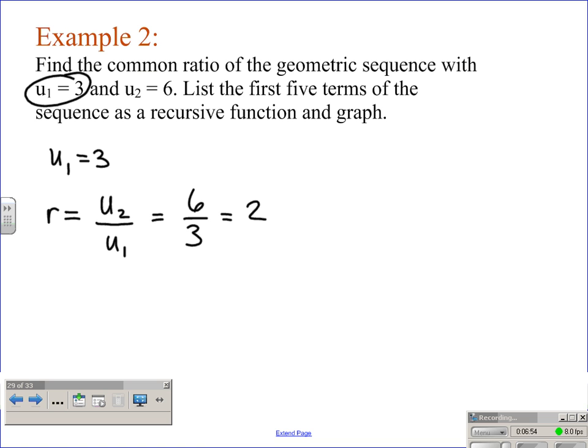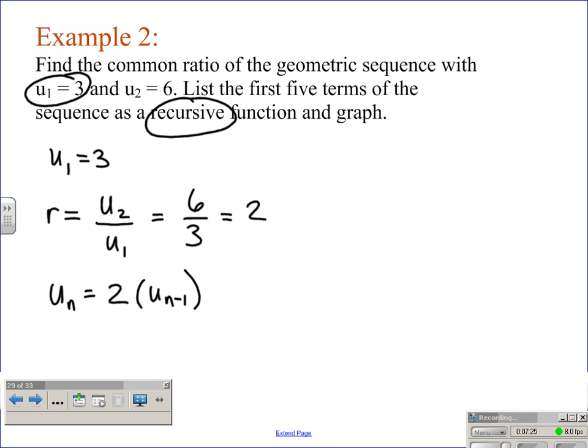So we know R and we know U. And then we could go through and find our different terms, but it says that we need to give the recursive function here. So let's go ahead and write our recursive function in this case. So the nth term is going to be equal to the common ratio times the previous term.